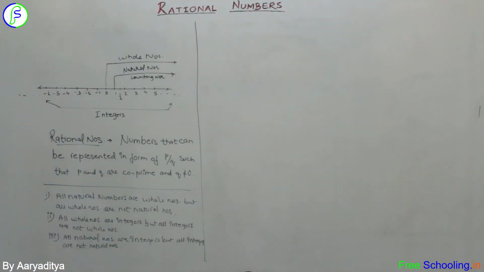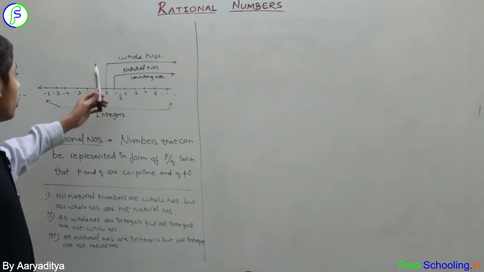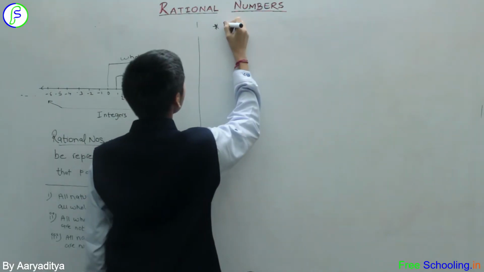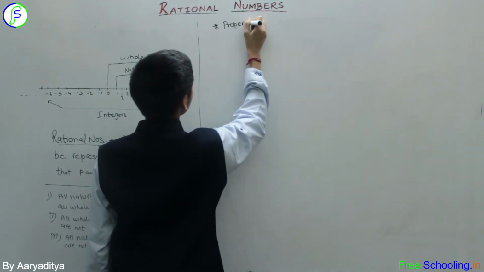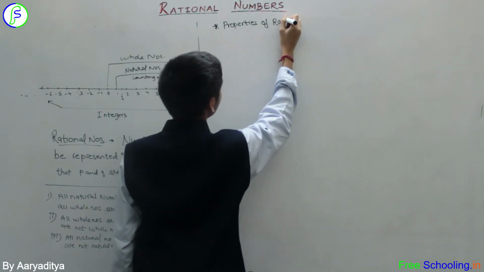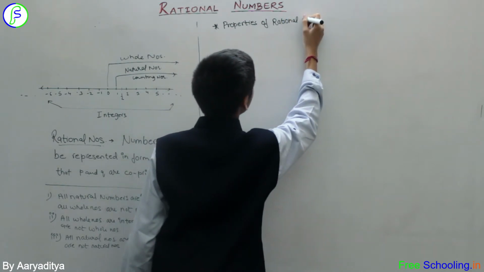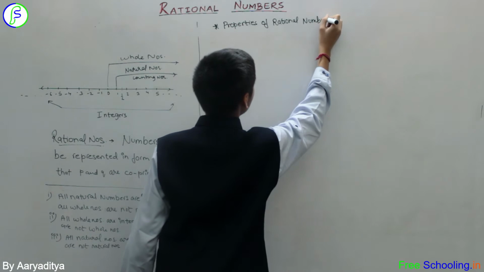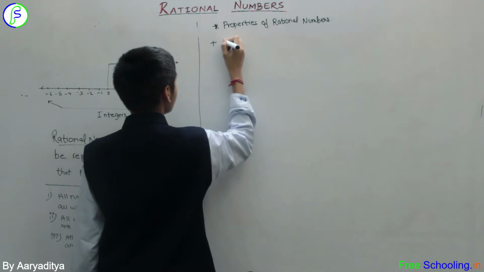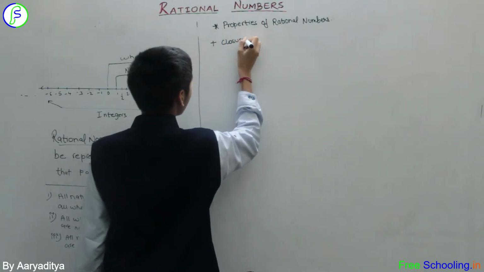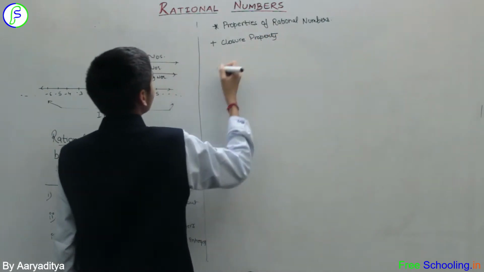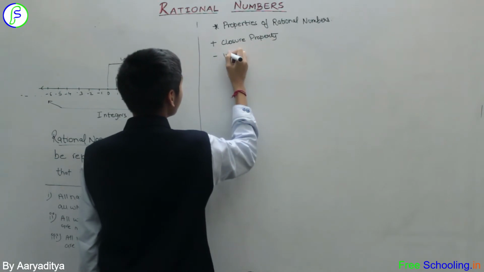So we are done with the number line and explanation for the natural numbers, whole numbers, integers and rational numbers. Now let us move on to the properties of rational numbers. Under that too, we will be studying closure property first. Then under that, first we will be dealing with whole numbers.